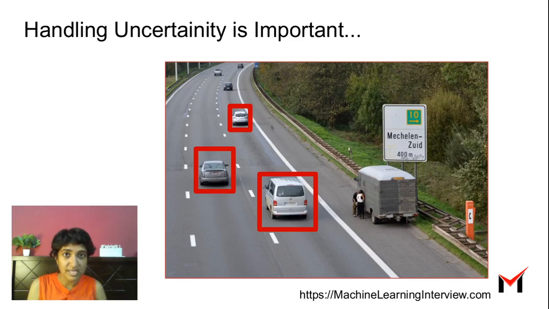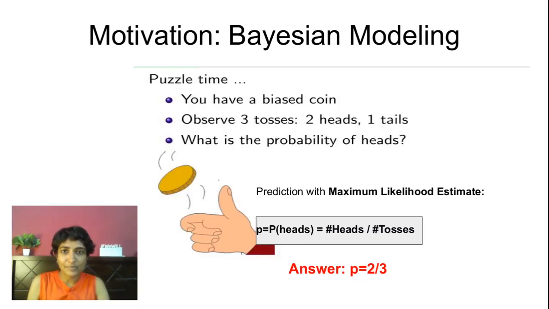Instead, if the model could say that it is not sure about its prediction or outcome, then we could switch to a manual intervention and avoid an accident. So it's very important for models to know when they do not know. So Bayesian modeling comes to the rescue here. It's a tool that can help probabilistic models figure out when they do not know. So let's see an example.